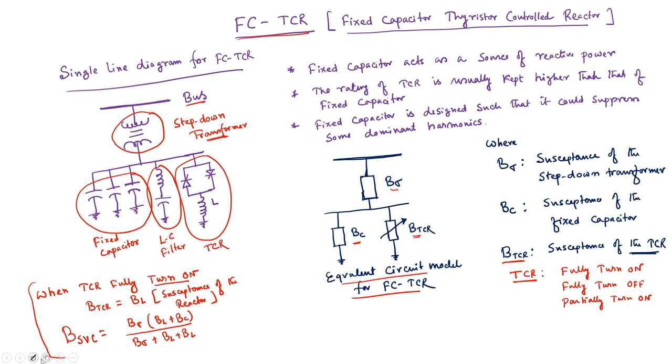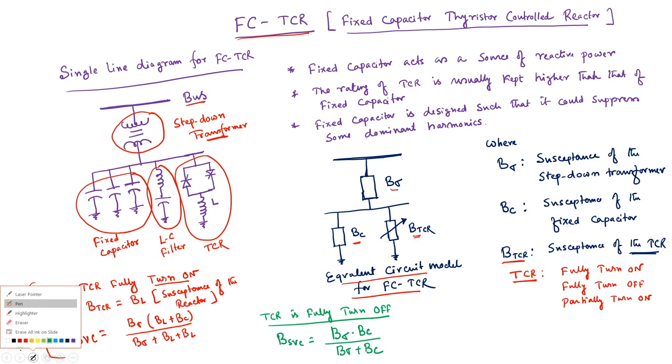Now, when TCR is in the fully off condition, fully turned off condition, during that time what would be BTCR? BTCR would be 0. So, therefore, BSVC will be equal to B sigma multiplied by BC divided by (B sigma plus BC). This happens when TCR is fully turned off.